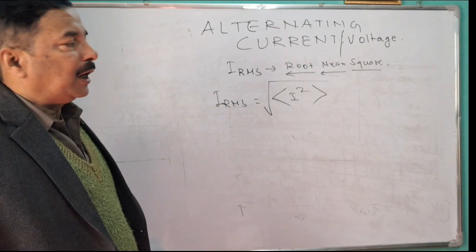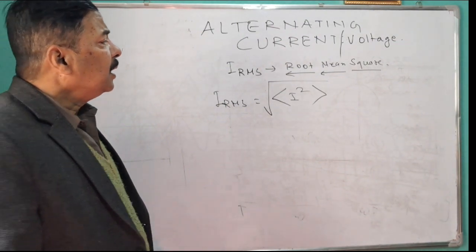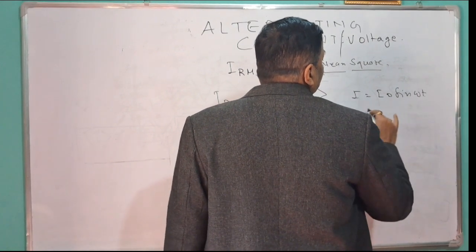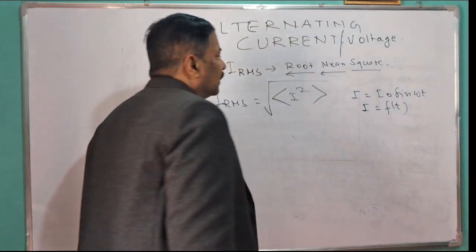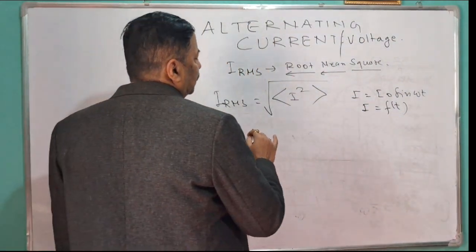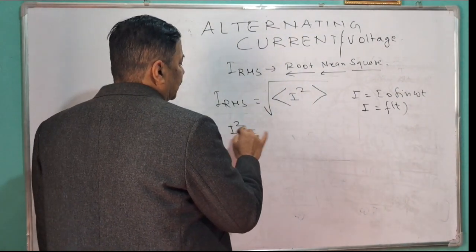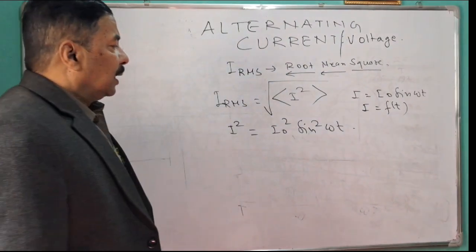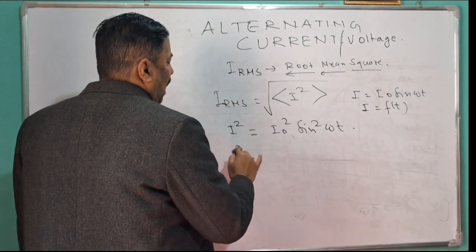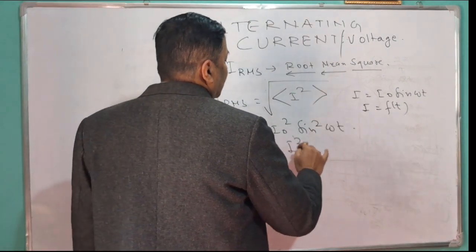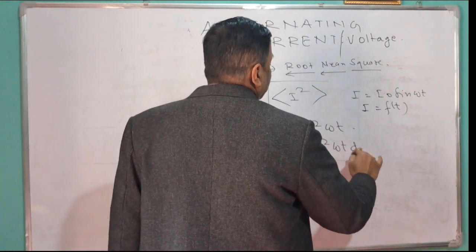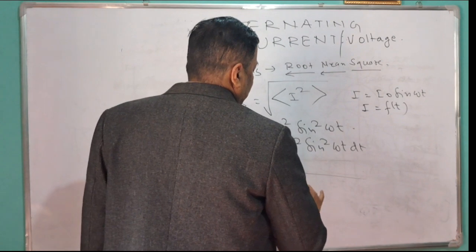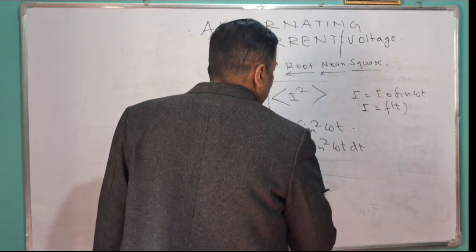So let us find the I RMS value. How can we calculate it? I is your I naught sine omega t. That is, I is a function of time. So how can we calculate? First we will do the square. If I want to find the square, it is I naught square sine square omega t. If we want the average, I square average will become I naught square sine square omega t dt integration 0 to T, divided by integration 0 to T of dt.